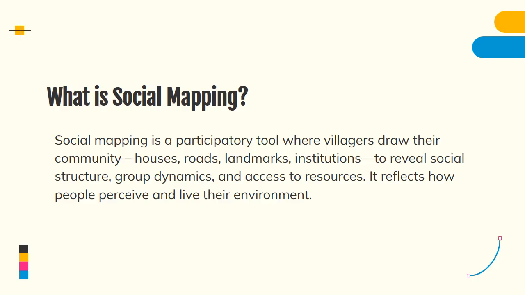So, social mapping is a participatory tool under the PRA method, Participatory Rural Appraisal. Villagers use local materials, chalk, powder, leaves to draw their environment. What results is a map that shows how life is lived, not how outsiders think it's lived.